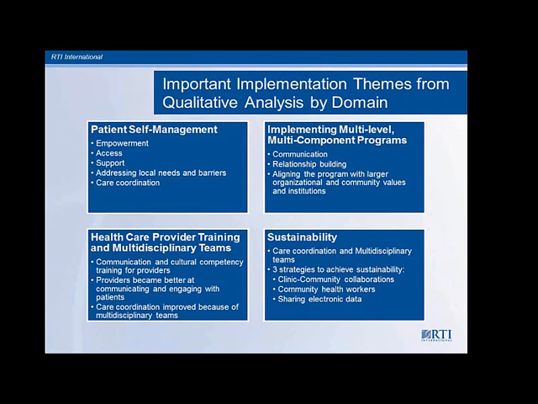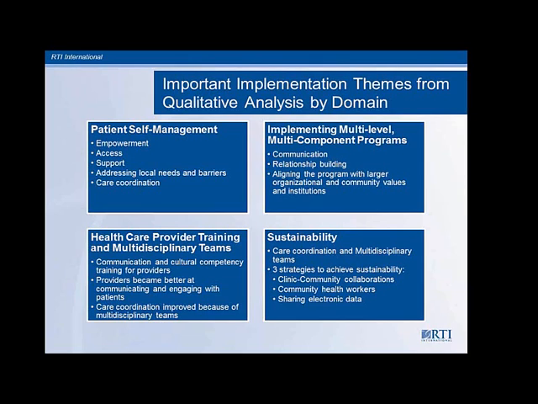And another theme that came out when we looked at how they were coordinating these complex programs is alignment. Alignment of programs with the larger organizational and community values and institutions in which these programs were taking place was very, very important. And I think a good example of that, as you can see in Dr. Peek's presentation, is that these programs became very embedded in the organizations and the communities in which they were taking place. And they did that by making sure that their programs were aligned with the values and the norms of the institutions in which they were taking place. And as Martha talked about, sustainability was an important theme as well.